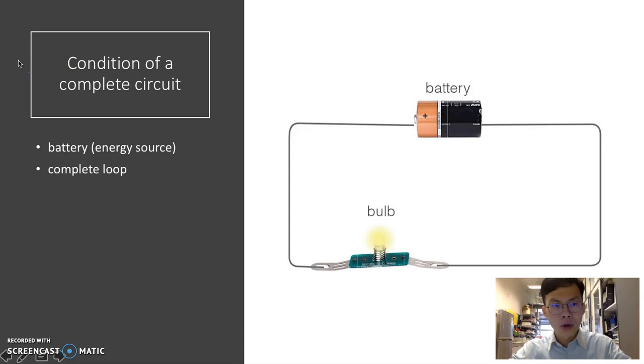It comes to the condition of a complete circuit. As you can see from the diagram here, in order to make the light bulb turn on, you need two simple things. The first thing, you need an energy source. It can be a battery. And then you have to connect the circuit in a complete loop such that the bulb will be turning on, or this is what we call a complete circuit.